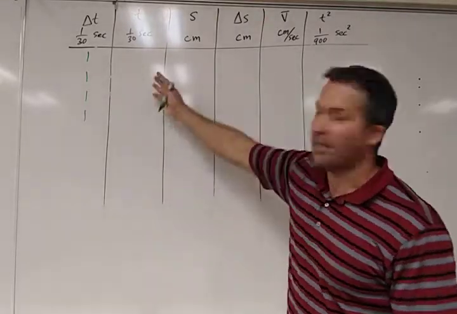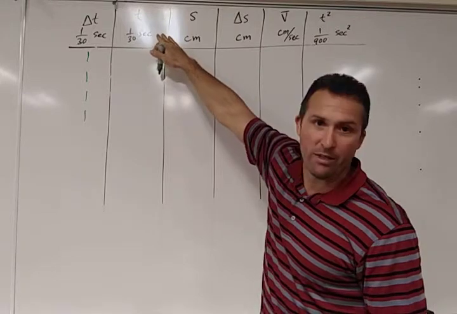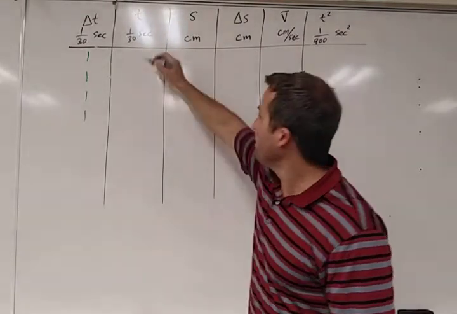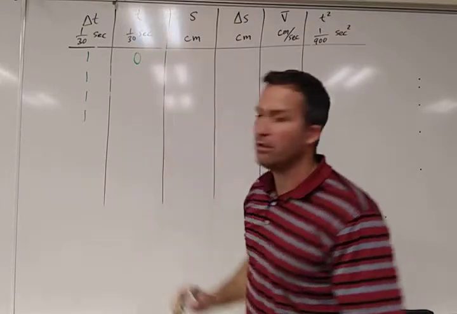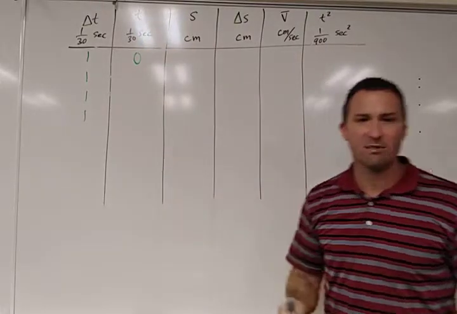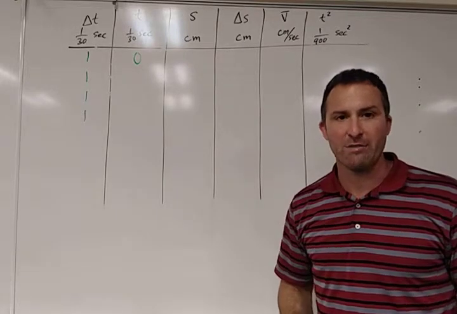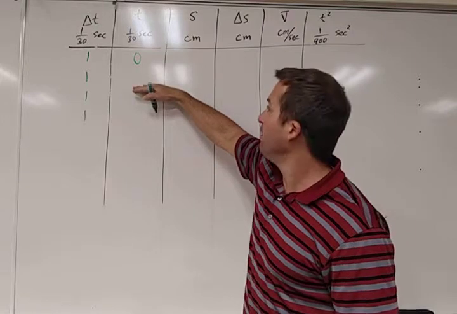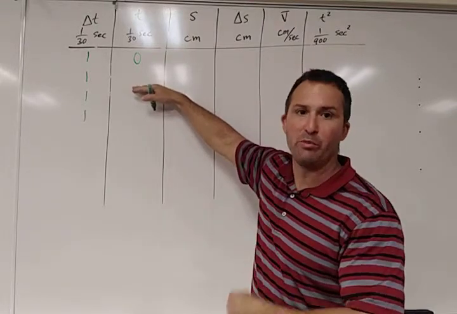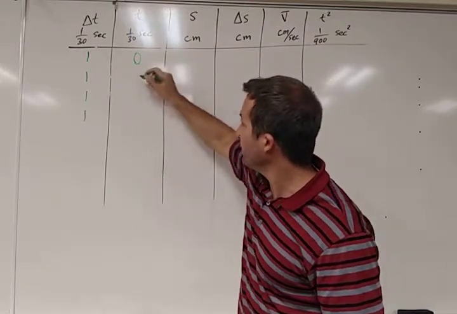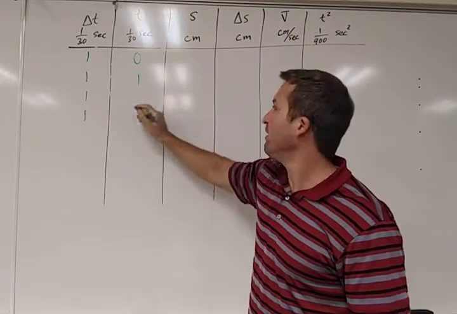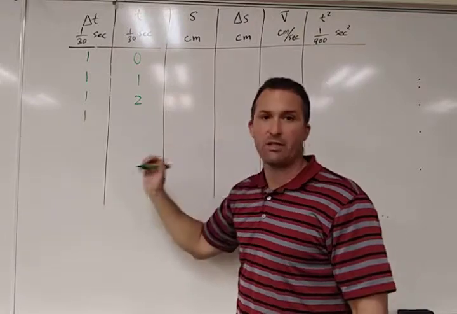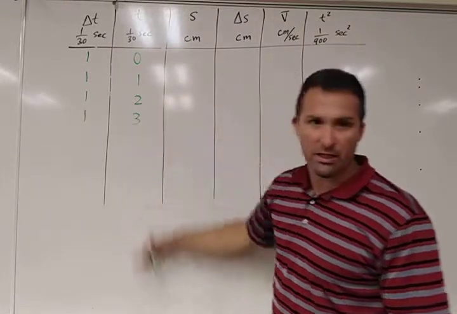It's a little more interesting in our next column, the value of time, also measured in 30ths of a second. The initial time we'll call 0, so we're imagining starting the experiment when we start our stopwatch at time 0. One time interval later, the current time will be 1/30th of a second. Another time interval later, it will be 2/30ths of a second, 3/30ths of a second, etc.